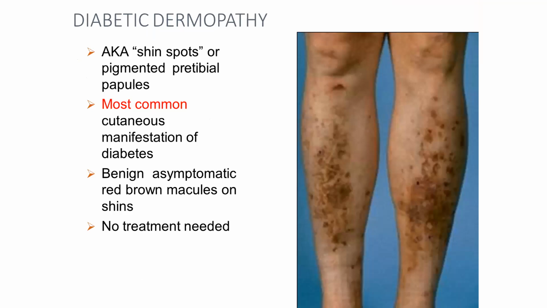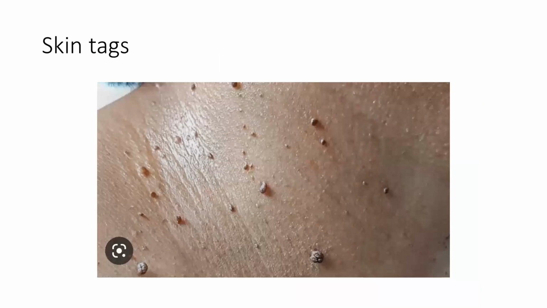Then diabetic dermopathy, also known as shin spots or pigmented pretibial papules. This is the most common cutaneous manifestation of diabetes. Benign asymptomatic red-brown macules on the shins, no treatment is required. Then the skin tags. These are present anywhere, usually in the upper part of the body, neck.